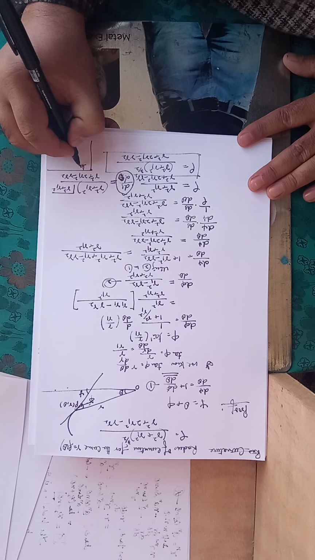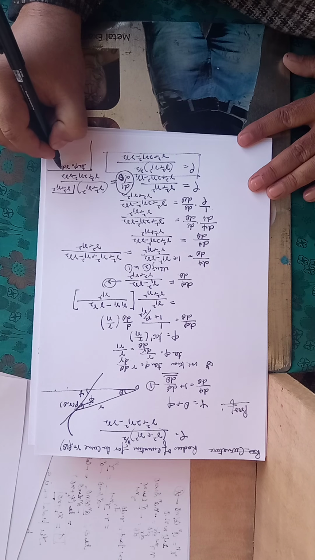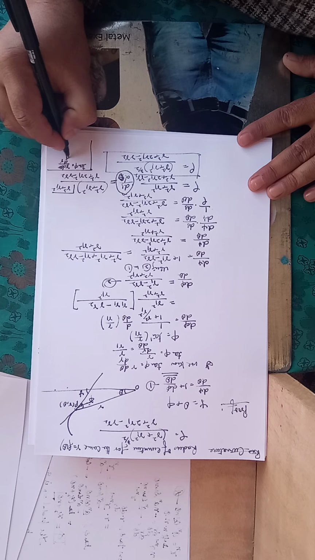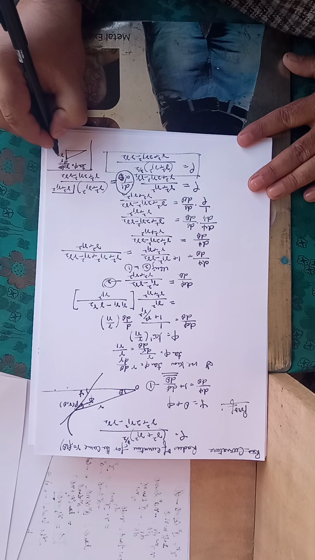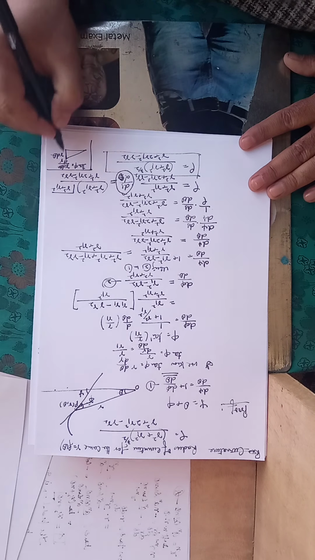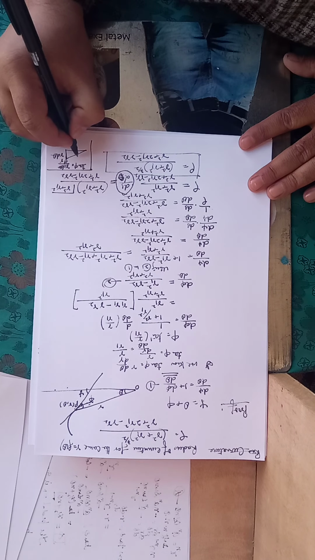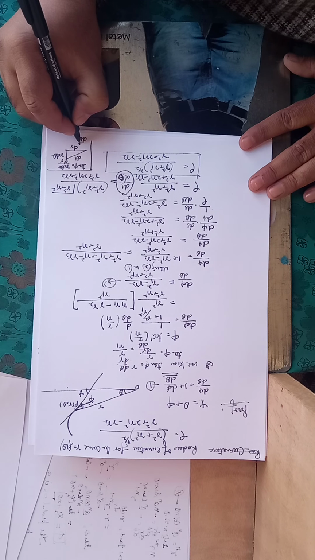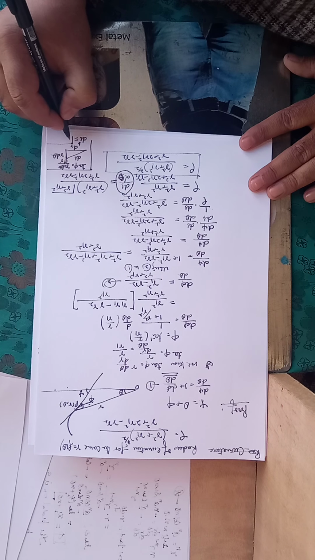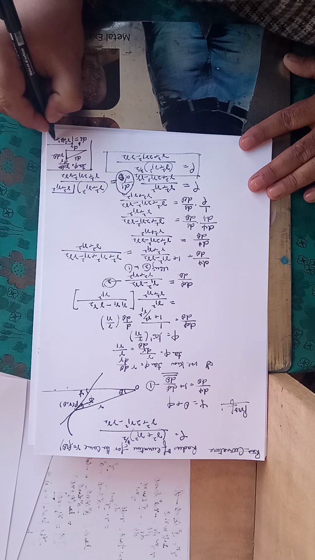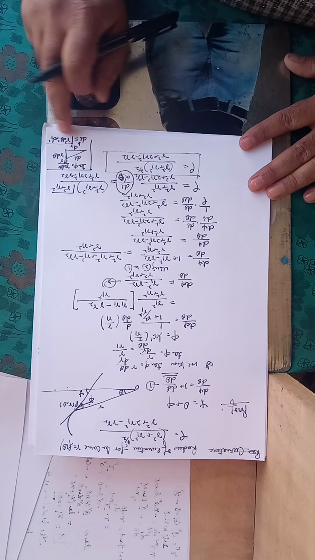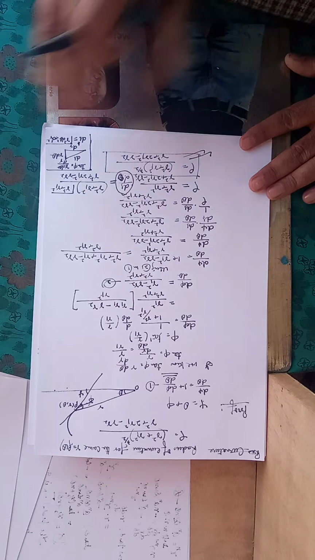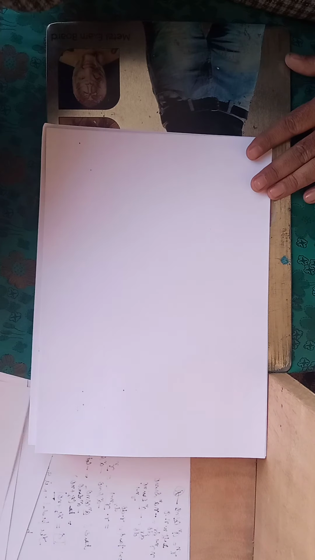tan phi is r d theta by dr. So tan phi is perpendicular over base, and this is ds. If you use ds square, or ds under root of r square d theta square plus dr square, from this you will get ds by d theta is equal to r square plus r1 square. Okay, now let me take up some questions.